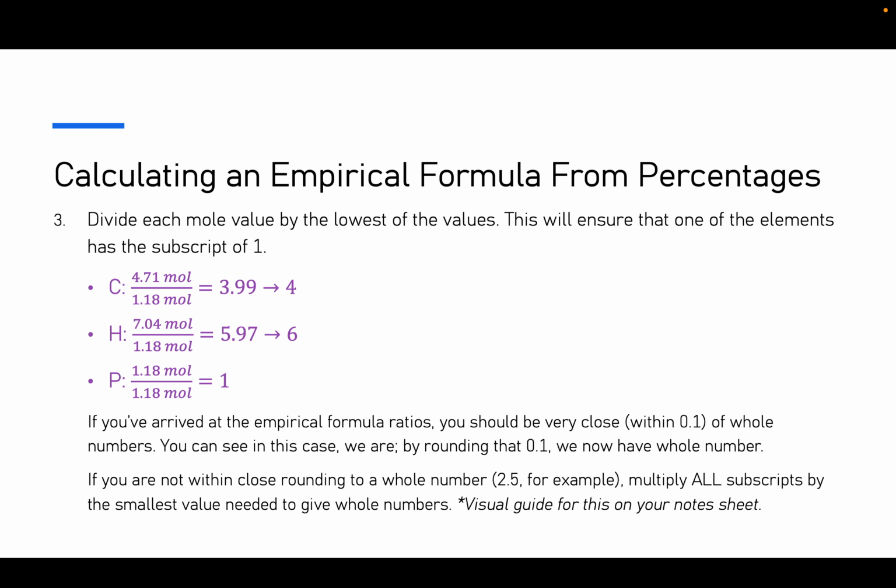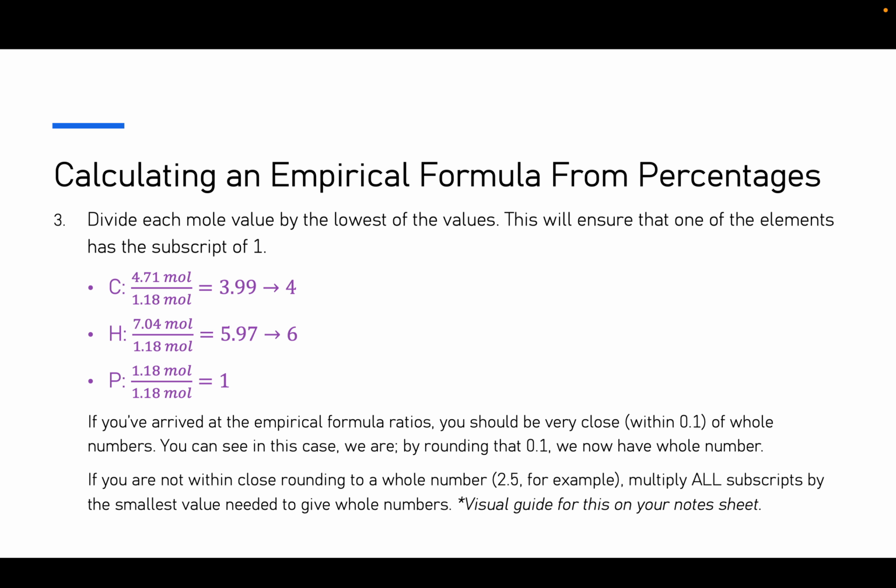Now we're just going to divide each of those mole values by the smallest one to get us to ratios. You can see the smallest one in this case is phosphorus. So I've divided its number of moles by its number of moles. And then for carbon and hydrogen, I've done the same. When you get these numbers, you're going to analyze them. Are they very, very close to whole numbers, meaning within 0.1? In this case, they are. If they are, then you can round to whole numbers because what you're looking at is just experimental error, or calculation error. And so we are at whole numbers, and in that case, you are done.